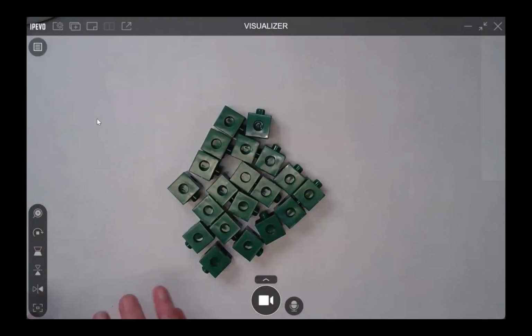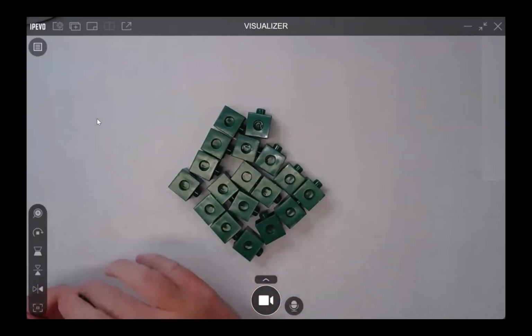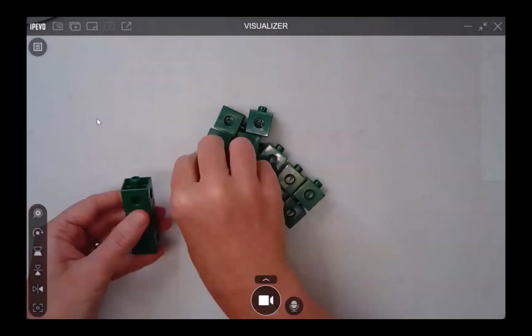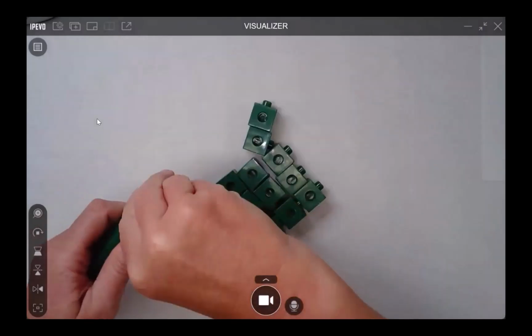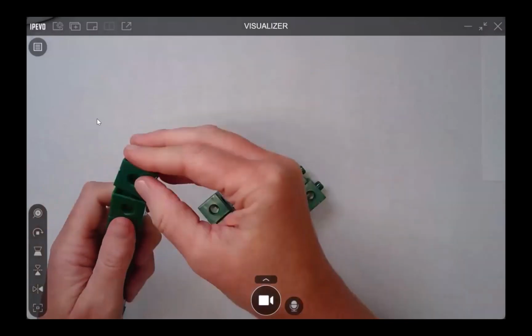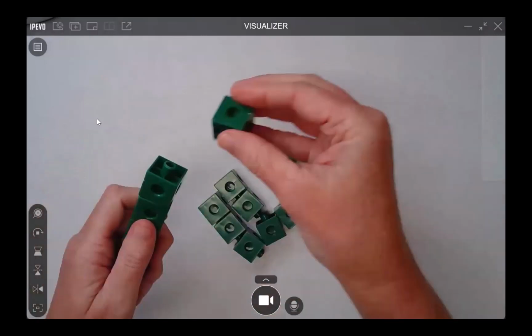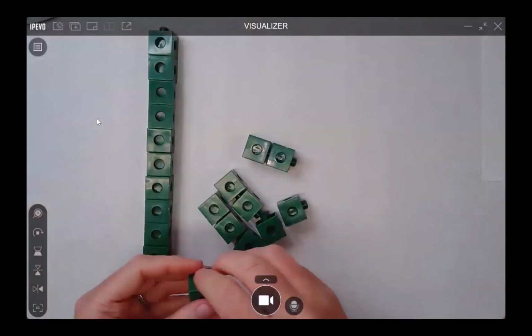I have these snap cubes that I want to count, and I know from all of the work I've been doing that it is more efficient if I make bundles of 10. So I'm going to group all of my snap cubes into bundles of 10. So 1, 2, 3, 4, 5, 6, 7, 8, 9, 10. So there's one bundle of 10.